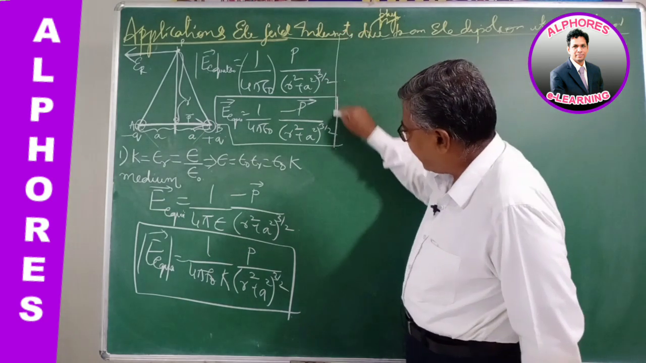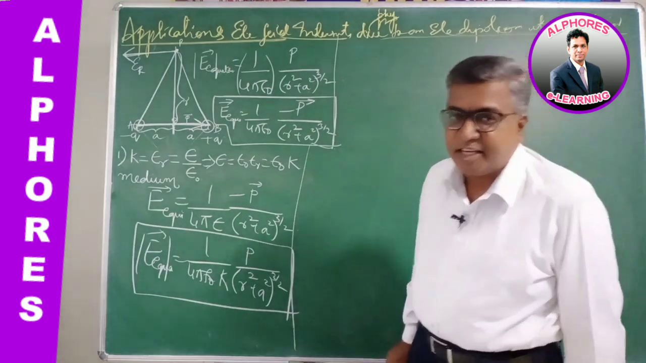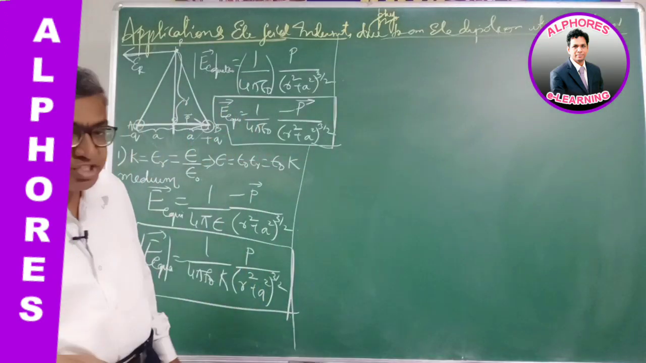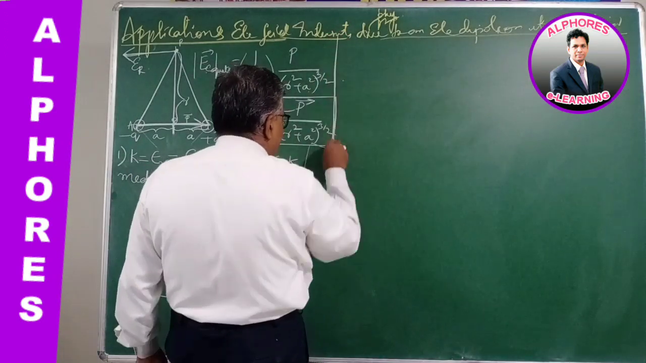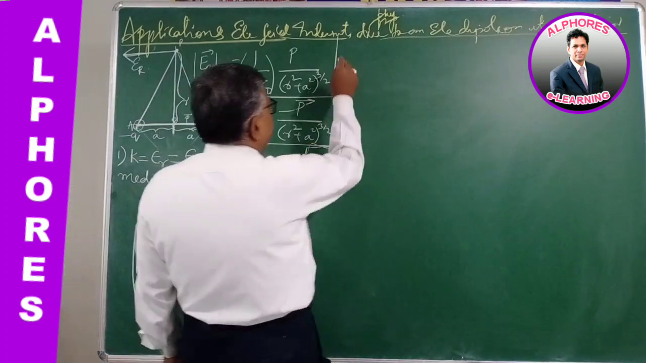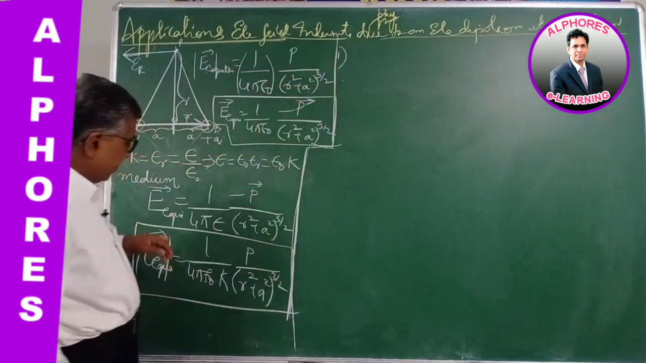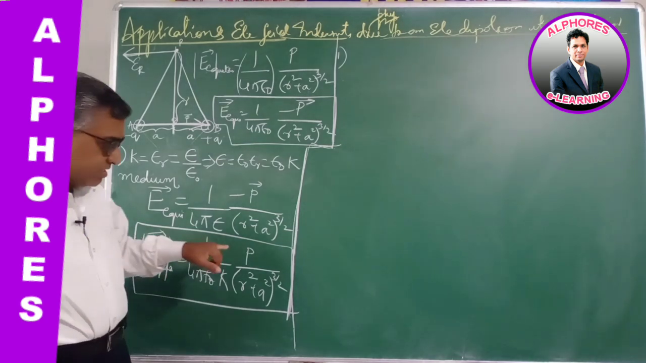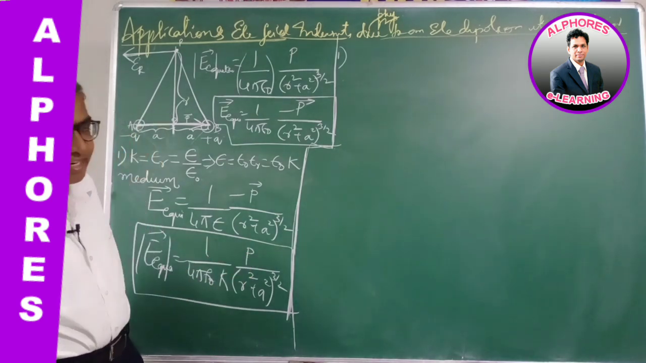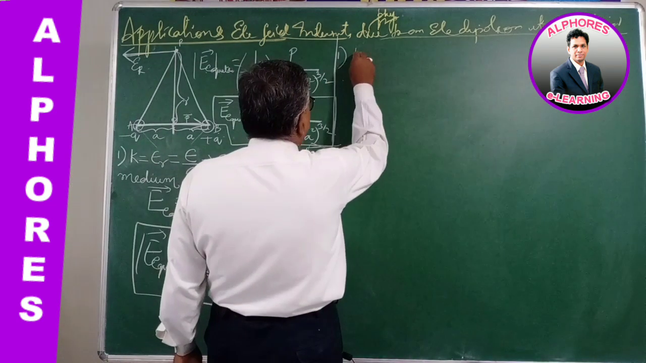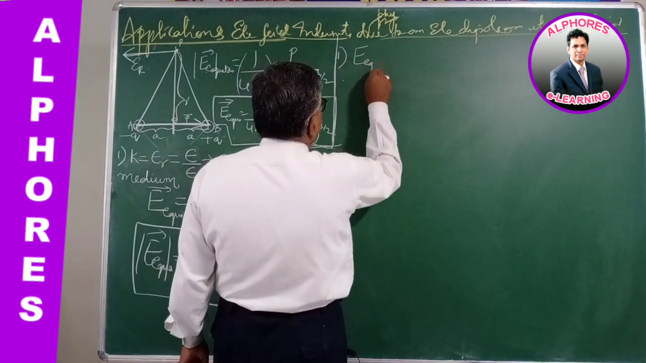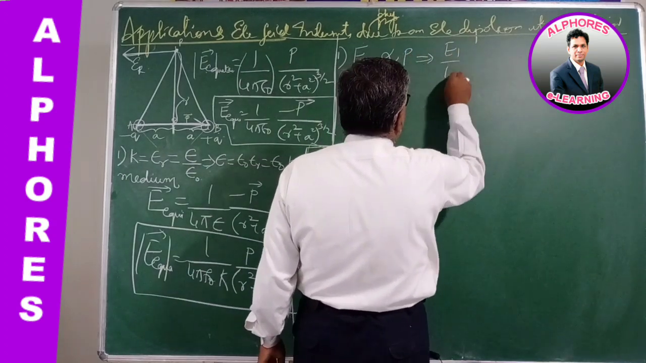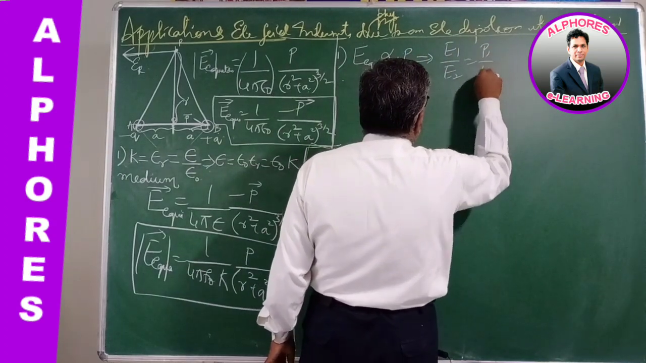Now, on what factors does this electric field intensity depend? How does the electric field intensity change with respect to the various parameters? First, the magnitude of the electric field intensity is directly proportional to the magnitude of the electric dipole moment. So the electric field intensity on the equatorial line is directly proportional to p, which implies E1 by E2 is equal to p1 by p2.